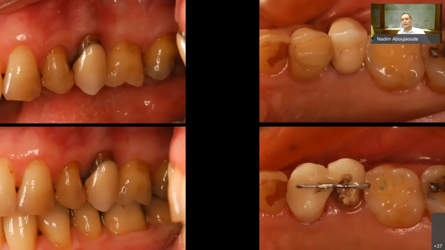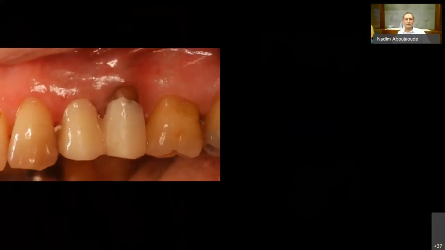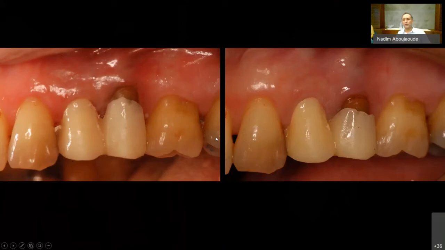And so what did we do? Again, we did the eruption slightly palatal. All eruptions have to be palatal to bring out the bone. If you do it buccally, you will lose the bone. You have to erupt it palatally, slightly palatally, to gain more soft tissue and bone. And here we can see this is the day of the placement. And then here is a couple of weeks later, and you will see how much we gained at the level of the gingiva.